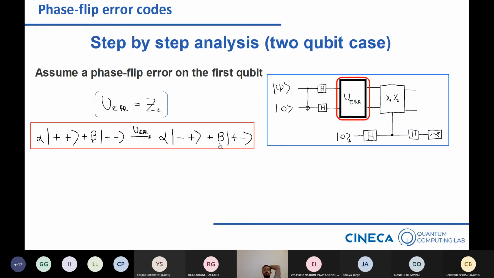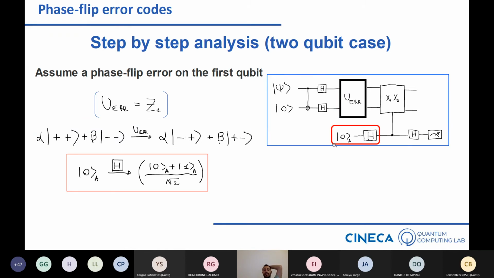Okay. So it's basically the same because zeta acts like X, but on a different basis. So X is the bit flip when the basis is 0, 1. Zeta is the bit flip when the basis is plus, minus. Okay.